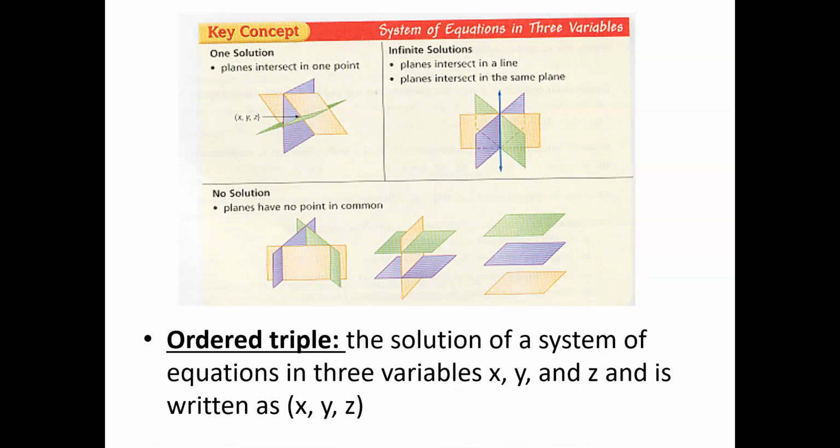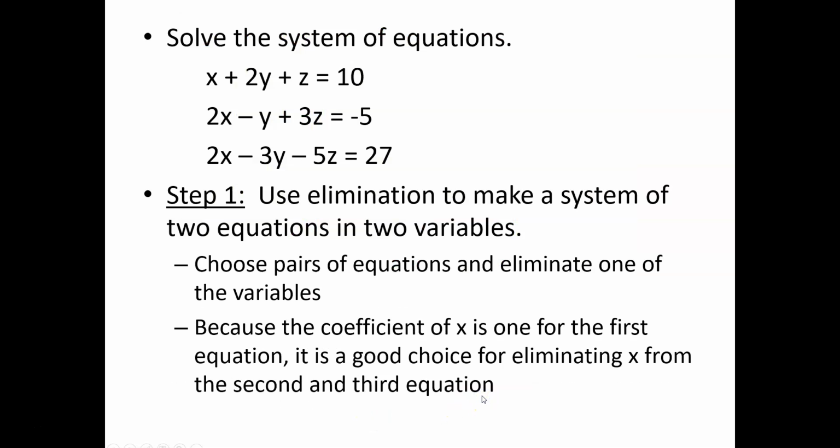Okay, so the solution is going to be an ordered triple, and it's in three variables. Like an ordered pair we're used to, where it's just x comma y with the parentheses, now it's x comma y comma z in alphabetical order. So let's do an example.